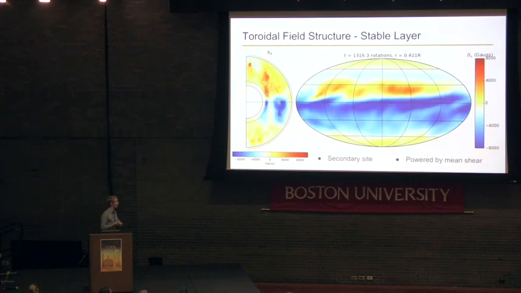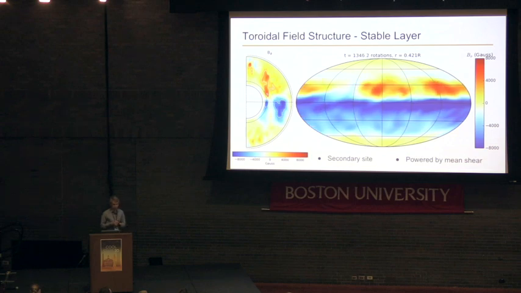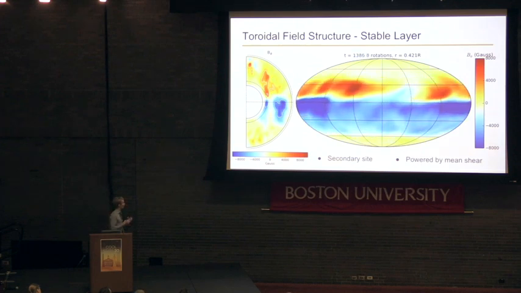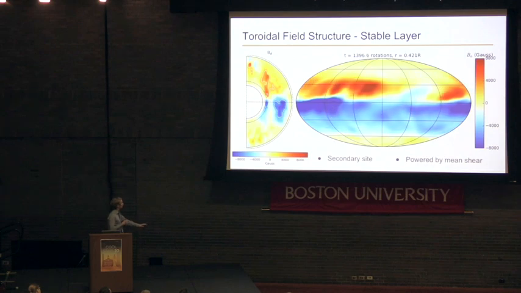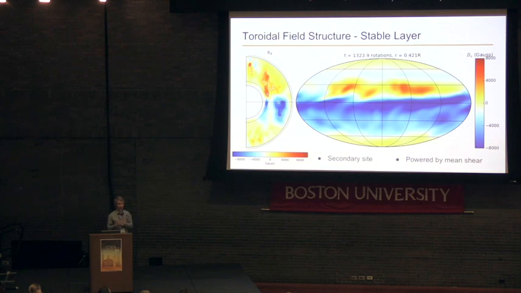Now, when we include a tachocline in this simulation, we see a secondary site appear at the base of the convection zone. And all of the magnetism within the convection zone itself is largely the same. However, with this secondary site, we have an alpha-omega dynamo appearing.